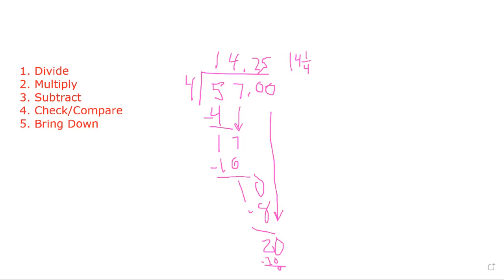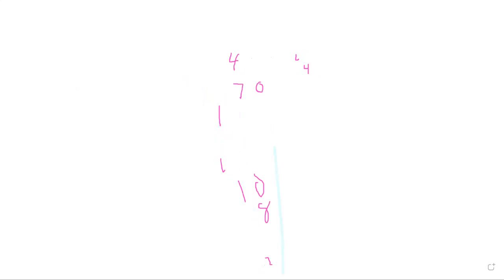Notice that each step of the process I went divide, multiply, subtract, check or compare, and bring down. Let's try another problem here. Let's go 7 into 78. How many times does 7 go into 7? That's my divide step. If you said 1, you're right. So I put the 1 above the 7 because that's where I'm going into. I multiply the number I just wrote up there times my divisor. 1 times 7 is 7.